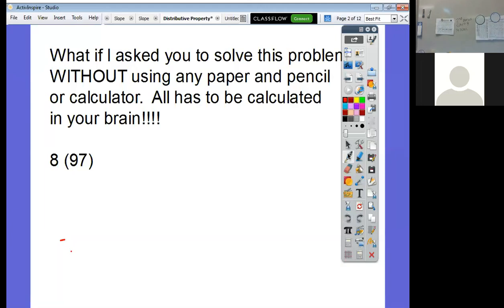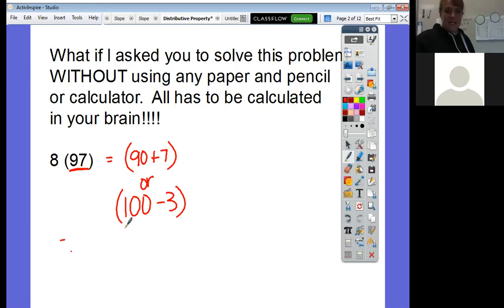So what we're going to do is we're going to take this number right here and we're going to break it up. We're going to rip it into two parts, okay? So if you think of 97, one way to get 97 would be 90 plus 7, right? And if you think about it, multiplying numbers that end in 0, pretty easy stuff, right? Or another way to get 97 is 100 minus 3. Both of those work out to be 97. So look at what we're going to do.